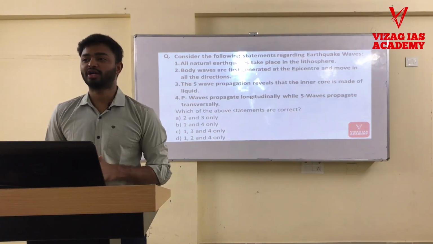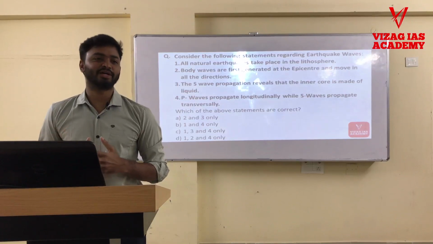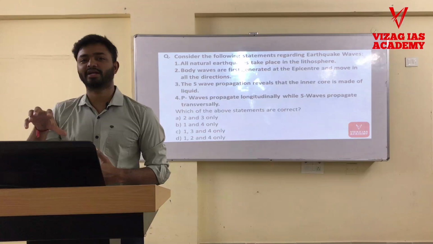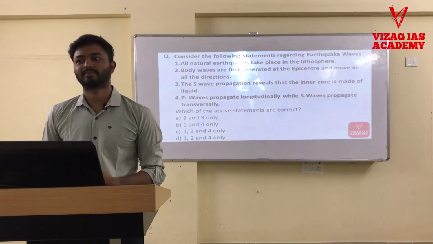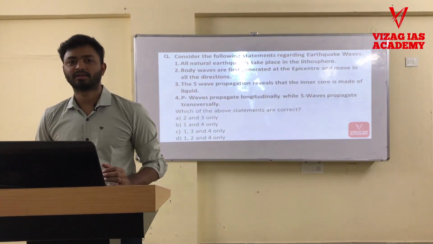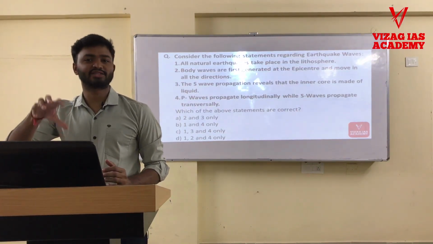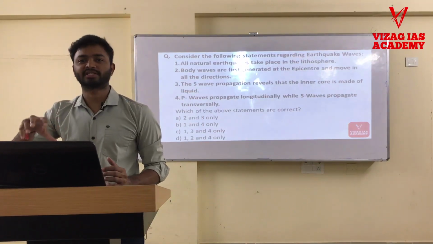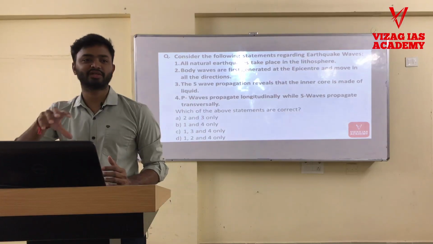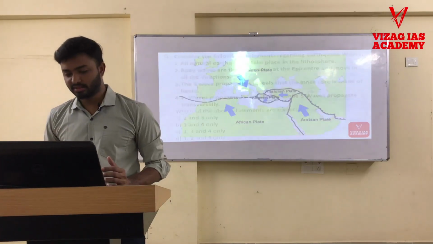Because of fault movement. Okay, but can anybody tell on which plate Turkey as a country is present? Which plates? What are those plates? So Turkey as a country is situated on a triple junction. The triple junction is where the plate boundaries interact with three adjoining plates.